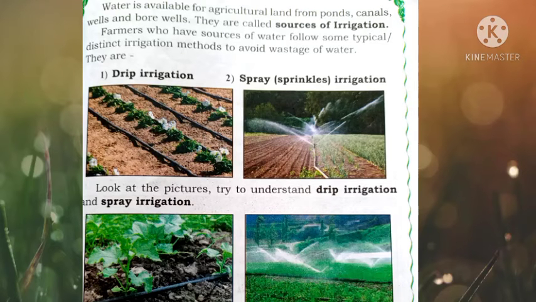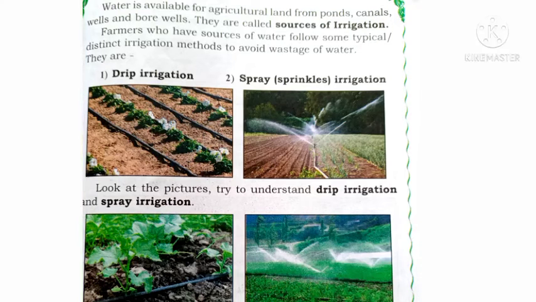So students, we already know that water is available for agricultural land from ponds, canals, wells and borewells. We are getting water for our agriculture through ponds, canals, wells and borewells, and also from rivers. So they are called the sources of irrigation. We are getting water to irrigate our land, hence these are called the sources of irrigation.